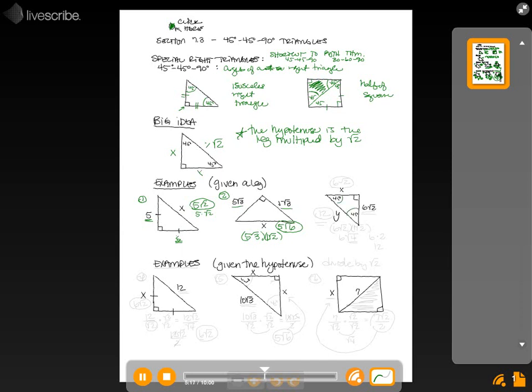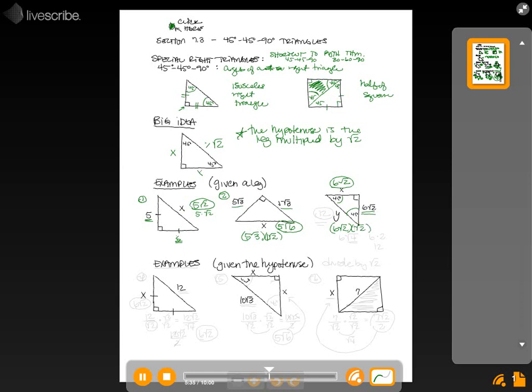Notice your angles are marked 45, which means if one of the legs is 6 root 2, the other leg would need to be 6 root 2. So there's x. X is 6 root 2. Now to find y, we're going to multiply the leg by root 2. So 6 root 2 times root 2.